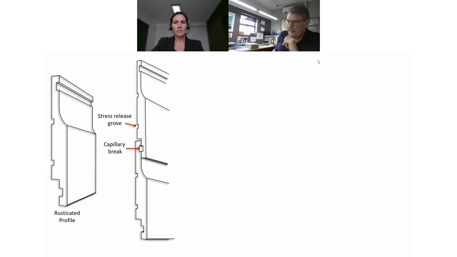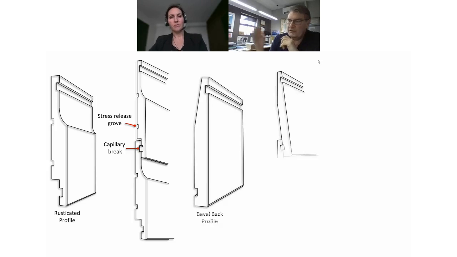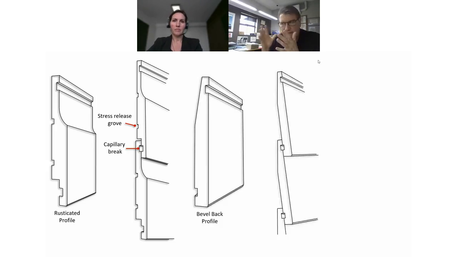This is a bevel back, and I'm just talking about my favorite profiles; it's all design and personal choice. The reason I like the bevel back is if you look at the end, there's a lot of meat in it. There's a lot of uniformity in the thickness, whereas the rusticated board is thin and thick and thin. And when you get movement stresses, it does make a difference to the stability of the board.